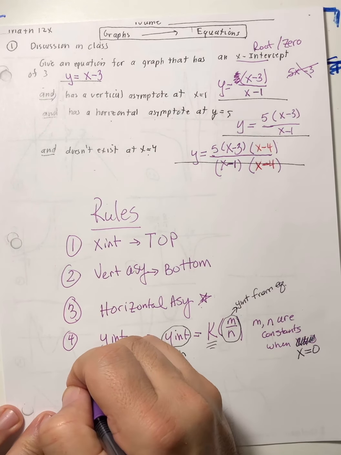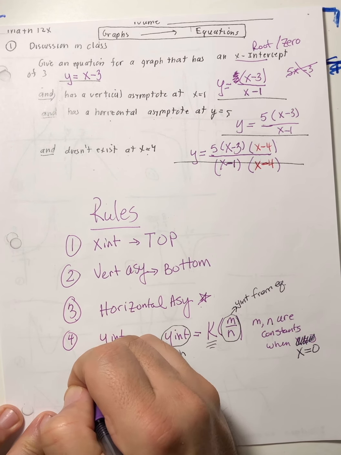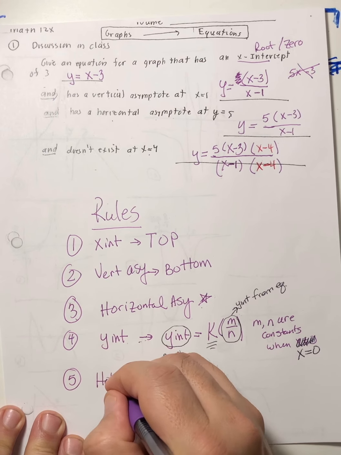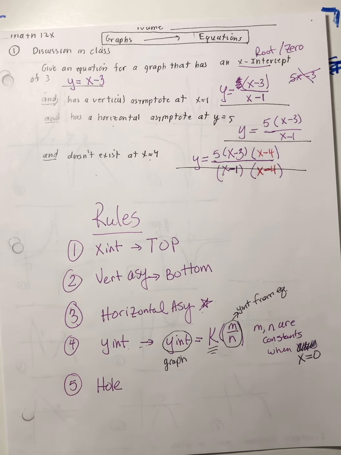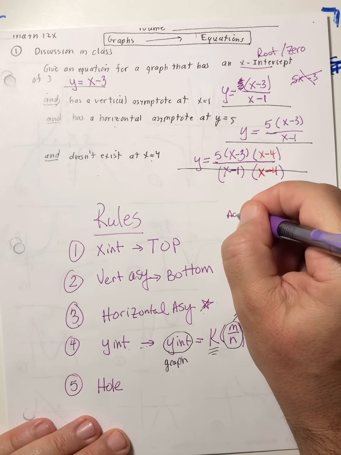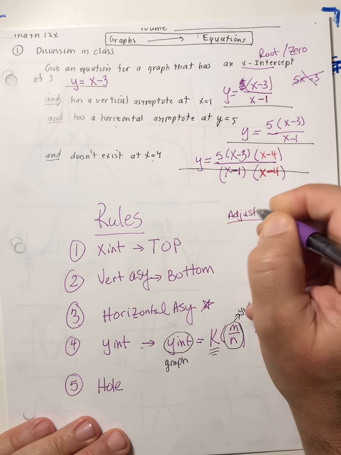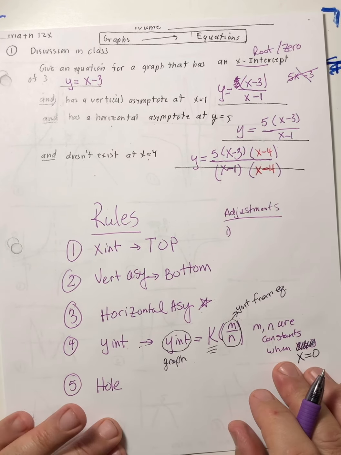And then finally, step 5 is we deal with any holes. We deal with the holes. All right, so adjustments. We have two types of adjustments that we have to worry about.